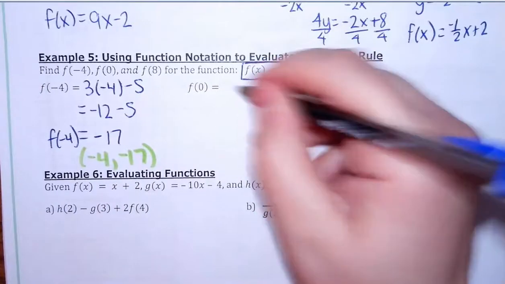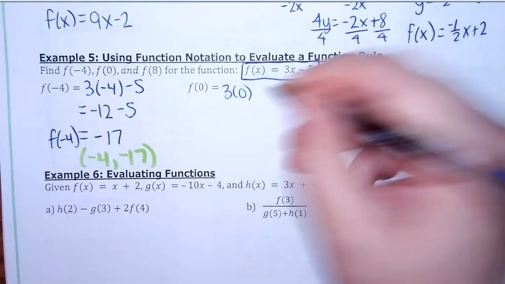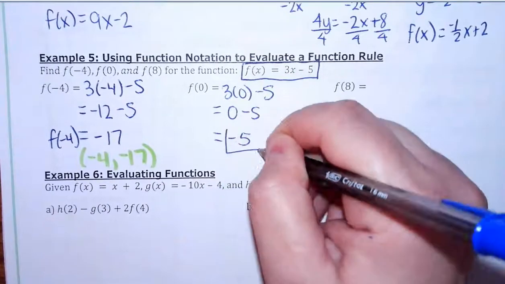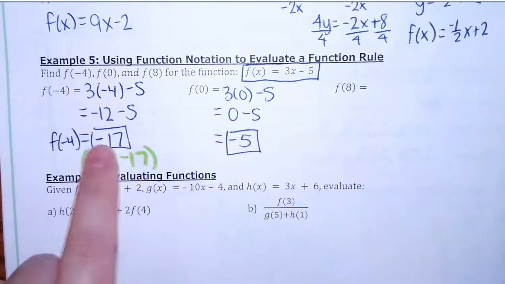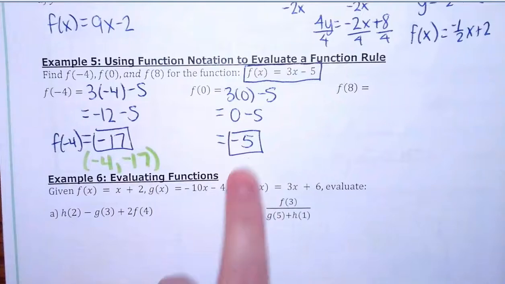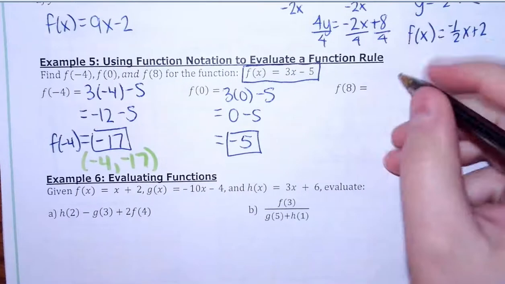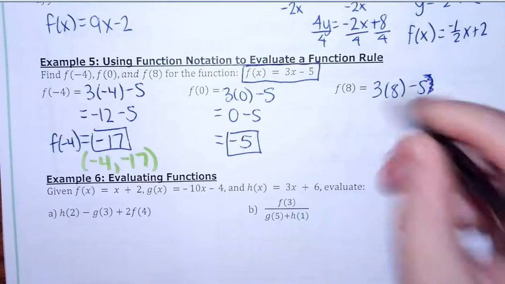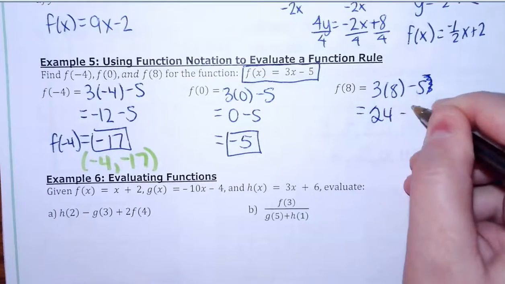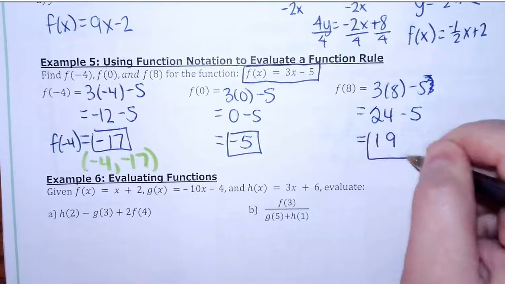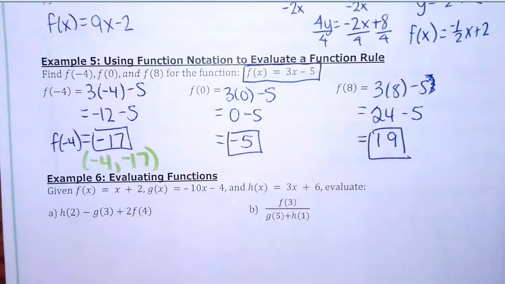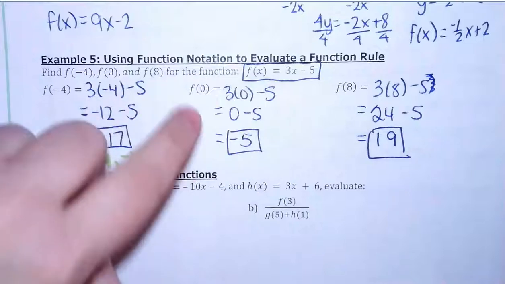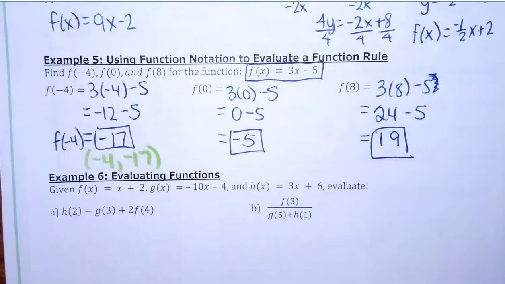Each of these, I'm literally just replacing x with the number that I see. This would be 0 minus 5, so negative 5. Sorry, back here, the negative 17 is my answer. The negative 5 is my answer. I was just trying to relate that for you guys. This last one, we're going to plug in 8. This is going to be 24 minus 5, so this will be 19. So if I plug in 8, I get out 19. It would correspond to the point 8, 19. This would correspond to the point 0, negative 5 if we were putting this on a graph.